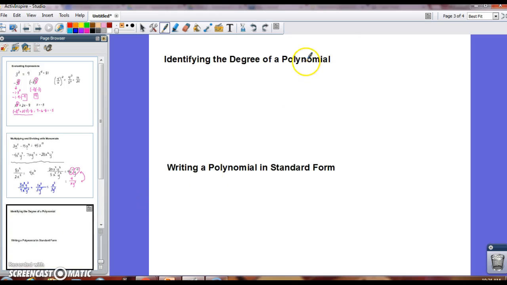Okay, let's talk about identifying the degree of a polynomial, or a monomial for that matter. A monomial, remember, is one term. A binomial would be 2. Trinomial would be 3. Polynomial would be just anything, any number of terms you can refer to as a polynomial. When we talk about the degree, we're talking about the exponent. So let's say, for example, I have 5x to the 3rd. That would be a 3rd degree polynomial. Okay, 3rd degree.